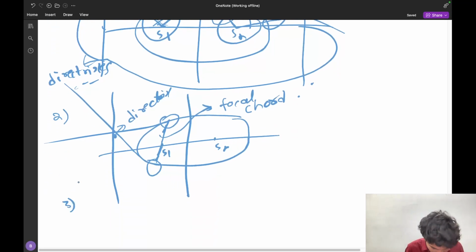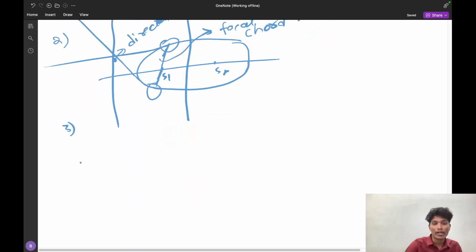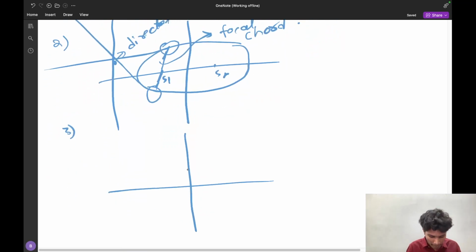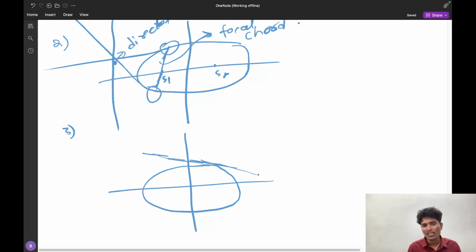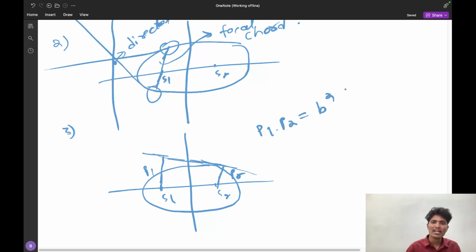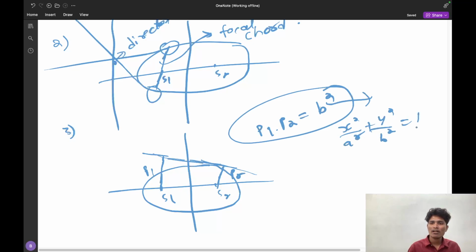And the third one, that is feet of perpendiculars from foci on any tangent. This is very important. It came in the JEE Main 2021 paper. Suppose this is an ellipse and this is a tangent. This is S1, this is S2. The feet of perpendiculars, suppose this is P1 and this is P2. This product P1 into P2 will be equal to b square. What is b? The ellipse is x square by a square plus y square by b square equal to 1. This b square.